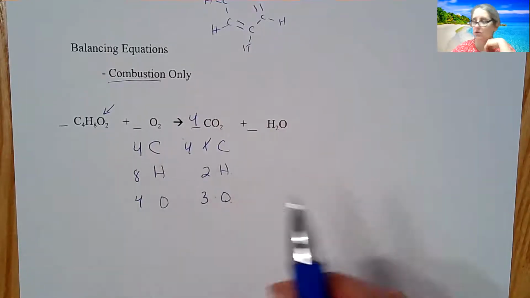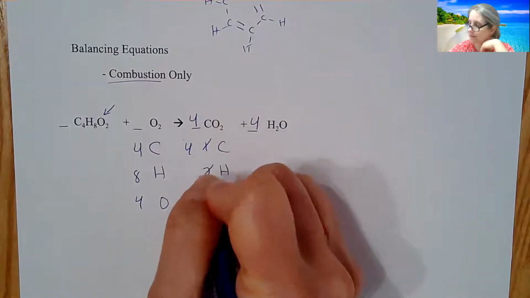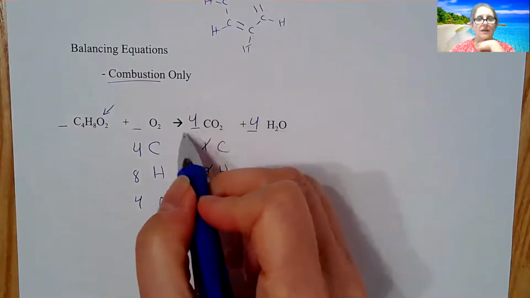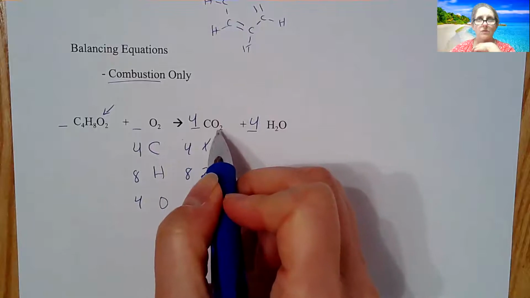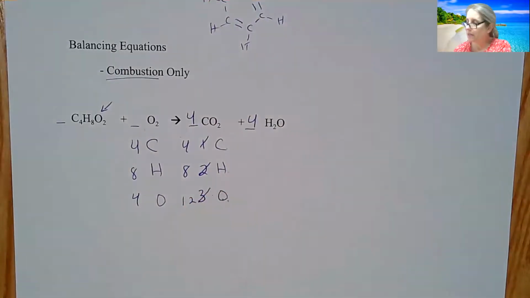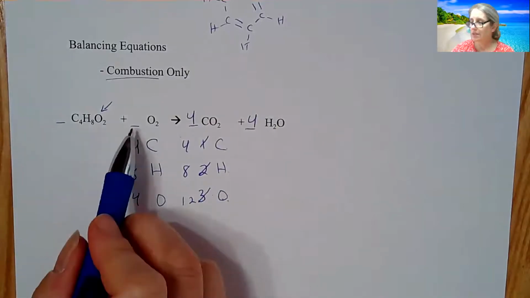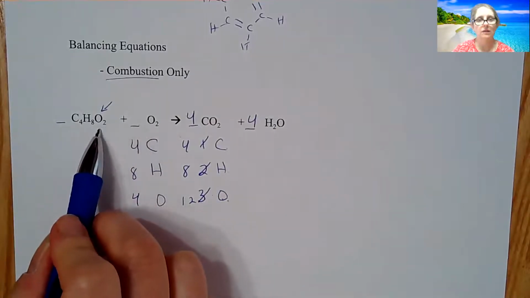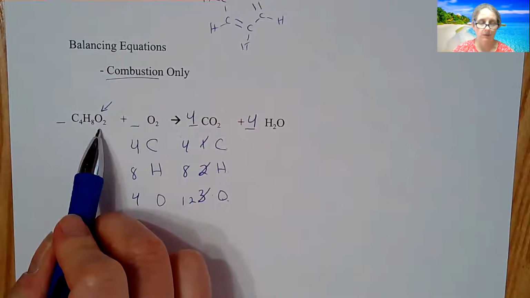I need 8 hydrogen over here, so I'm going to put a 4 in front of that to get me my 8. And then I count my oxygen. So I have 4 times 2, that is 8, plus another 4, that is going to be 12. Okay, so I think, all right, I got to put a 6 in front of that O2, but unfortunately I do have an oxygen in that carbon molecule.